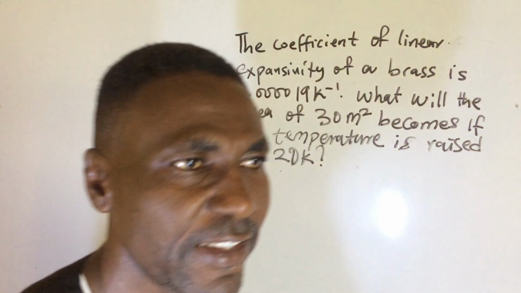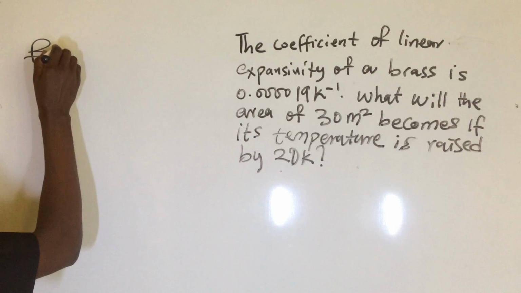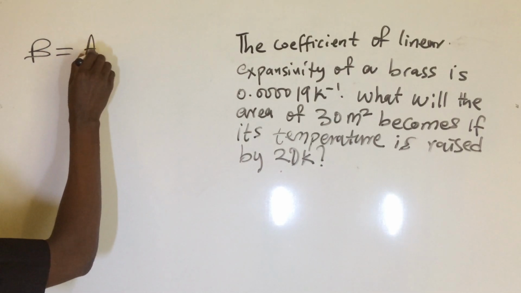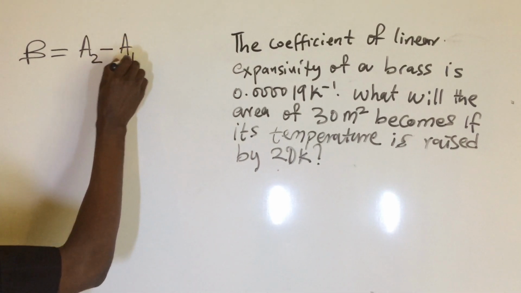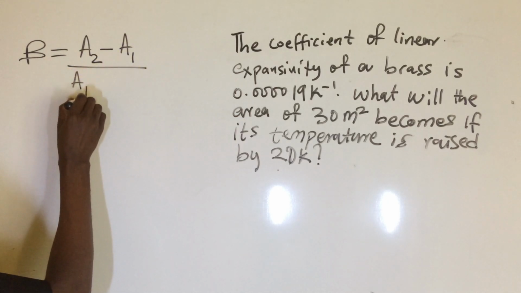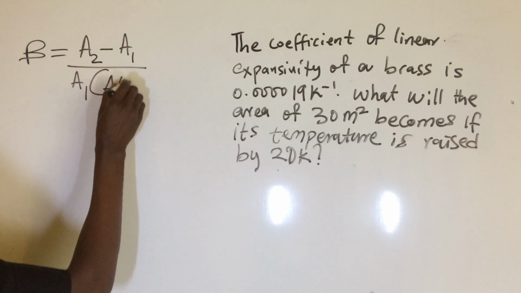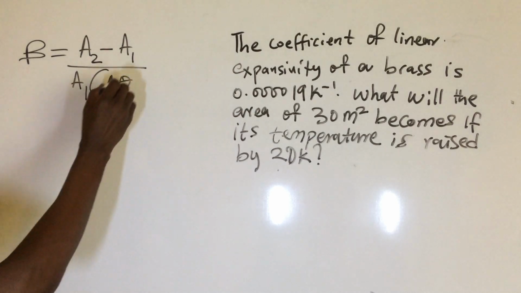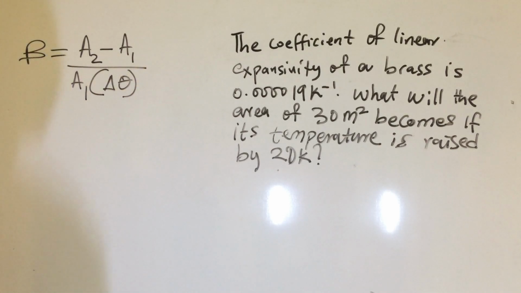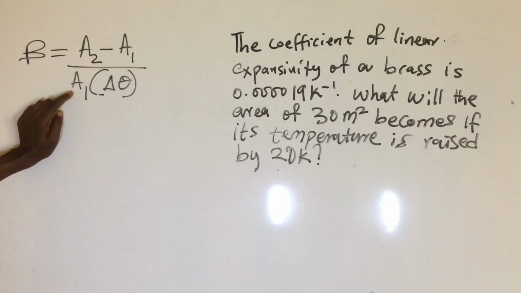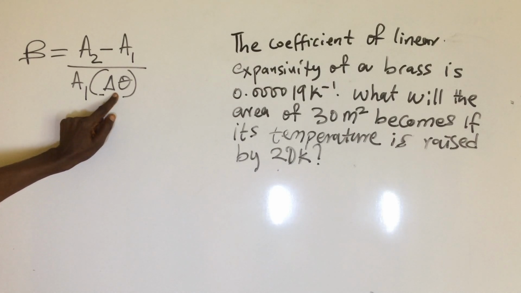The formula says beta is equal to A2 minus A1 all over A1 times the temperature rise. That is the change in temperature, or temperature difference. This beta here stands for area expansivity or superficial expansivity, and this is the change in temperature.